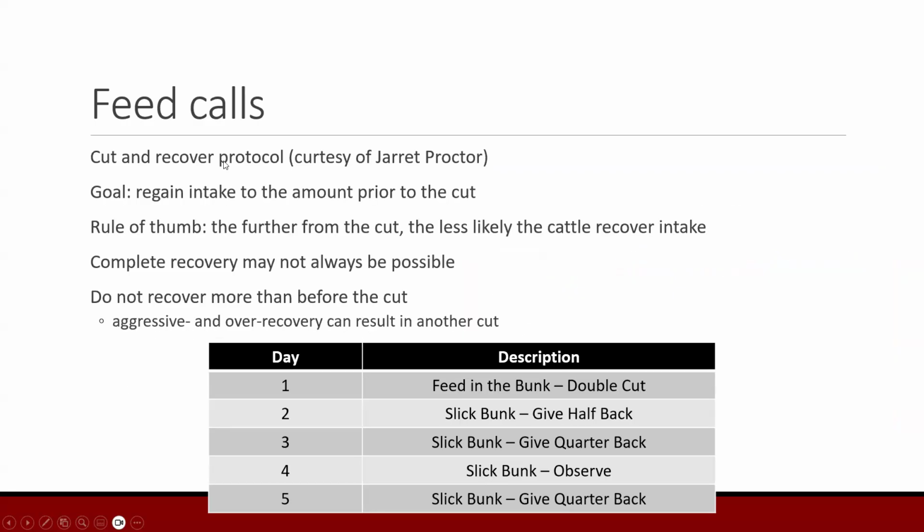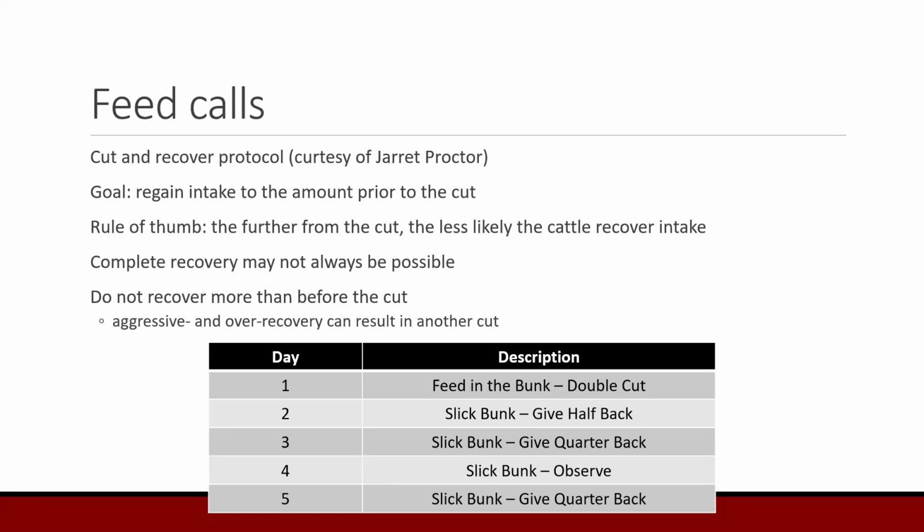All right. So you're a bunk caller, you're driving around, you're reading bunks, all of a sudden one of your bunks has lots. Okay, what do you do? So the goal on these cut and recover protocols is to regain intake to the amount prior to the cut. By cut, I mean I'm going to decrease my feed call so that the amount of feed that we're offering to these animals is less. So cutting the feed call.